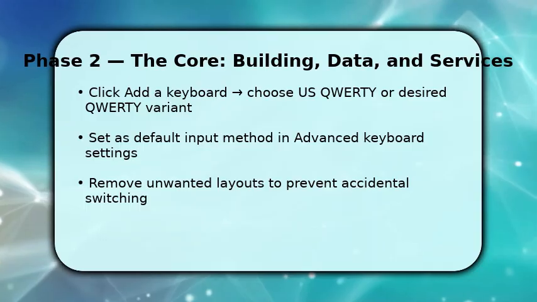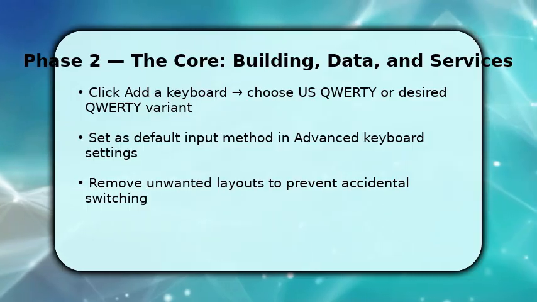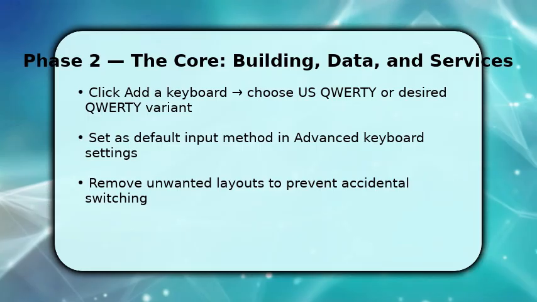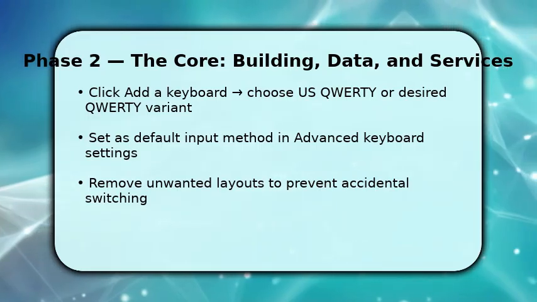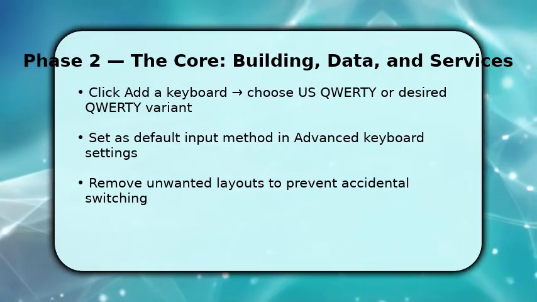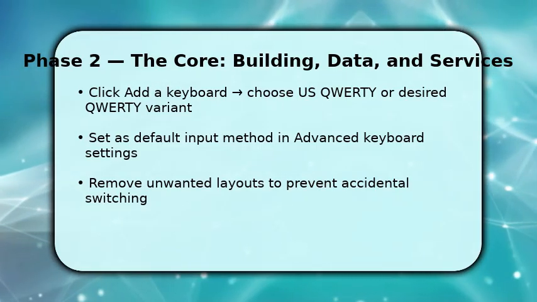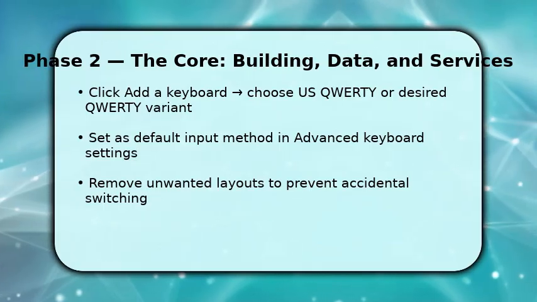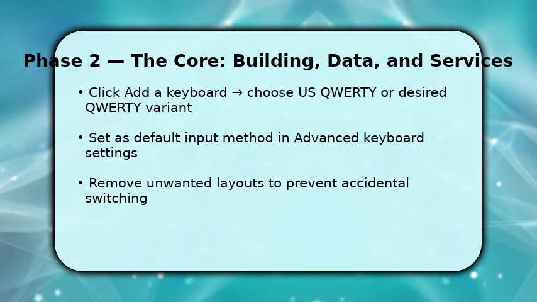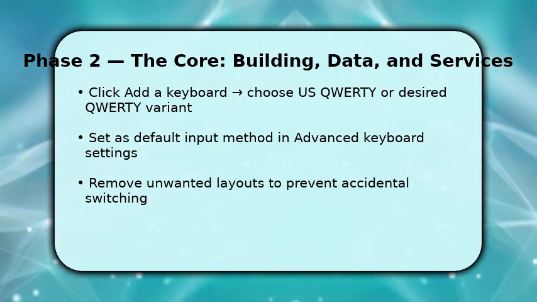If multiple layouts exist, remove the ones you don't want. That prevents accidental switching with shortcuts. Also check language bar options and assign a simple shortcut or disable Win plus space if it conflicts. This ensures consistent typing across apps and explains why defaults and clean lists matter.